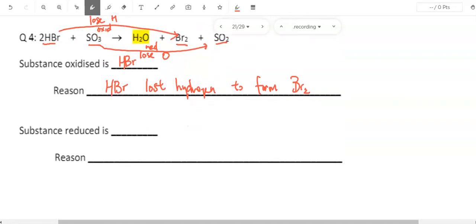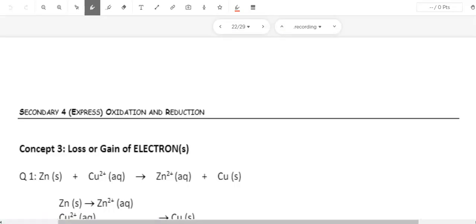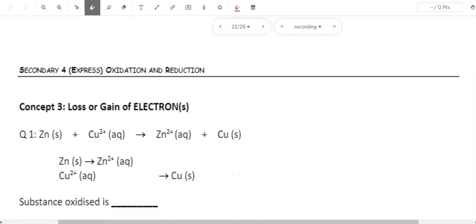The substance that's reduced is SO3. Why is SO3 reduced? The reason is because SO3 lost oxygen to form SO2. Okay, so that's the end for this page. Let's go on to the next page where we are looking at the loss and gain of electrons.